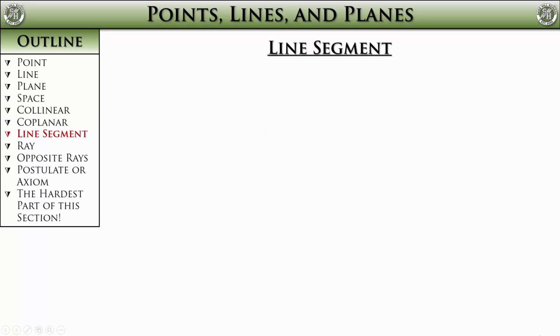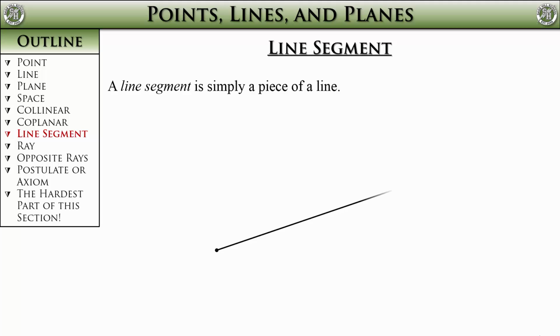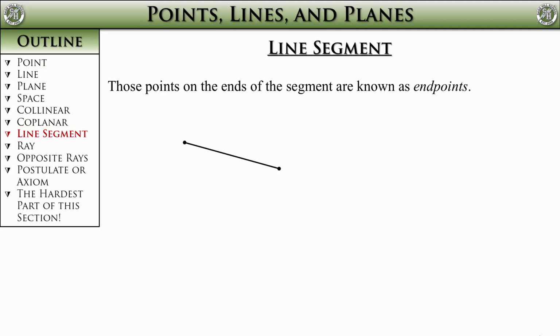We move on to line segments. Segment means piece, so a line segment is simply a piece of a line. Here is a typical line segment. Note that we don't have arrows anymore since a line segment doesn't go on forever. It stops. The points on the ends of the segment are known as endpoints. So for this line segment here, each of the points on the ends are endpoints.